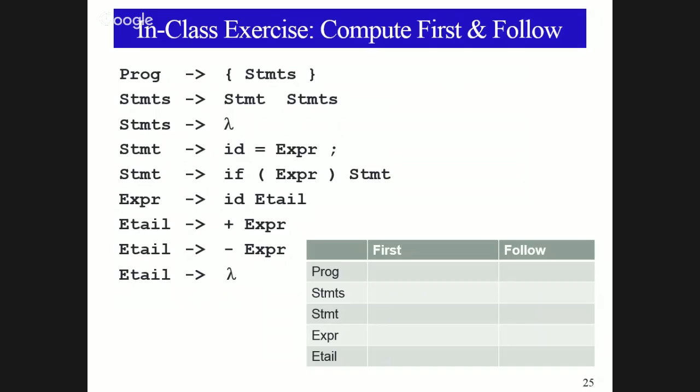So for statement, it's ID or if. Expression is ID. E-tail is plus, minus, or lambda. Lambda doesn't go in the first or follow set. Follow set has tokens that get lambda productions. And then prog has a $ sign. Put that. And close bracket. Oh no, that's statement.